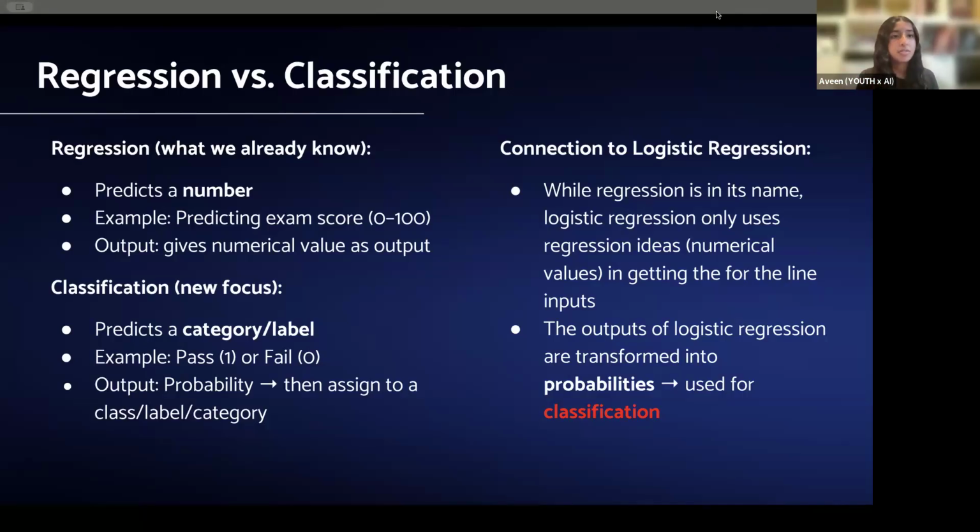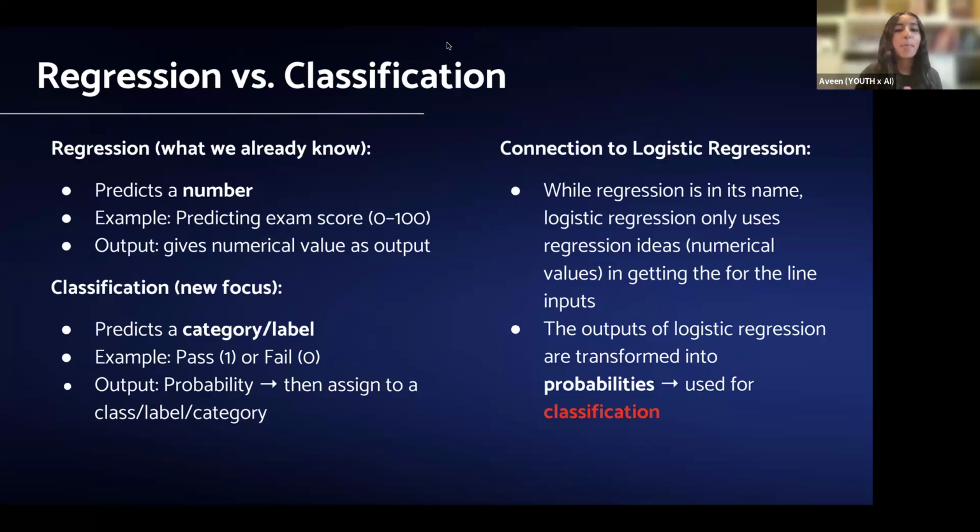Because it may be a little bit confusing, logistic regression does have regression in the name, but logistic regression is only using the regression ideas, like the numerical values, in getting the line inputs. In reality, it's actually getting these probabilities, which falls under classification. It's not outputting any numerical values. It's just going to output the class, either the class or the label, whatever that is, which is based off of the numerical probability.